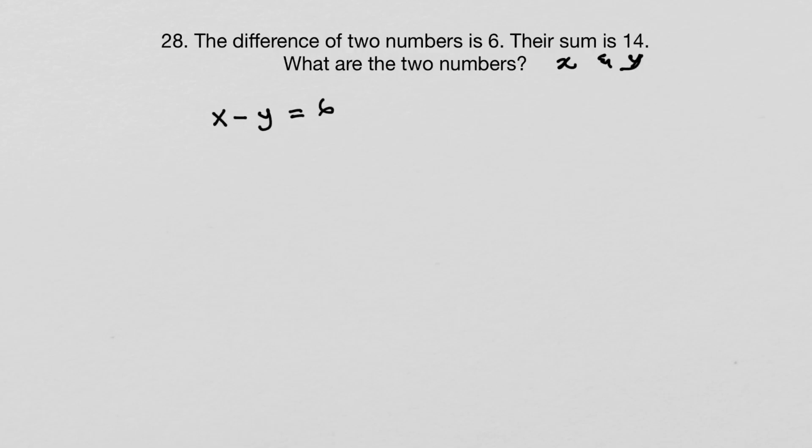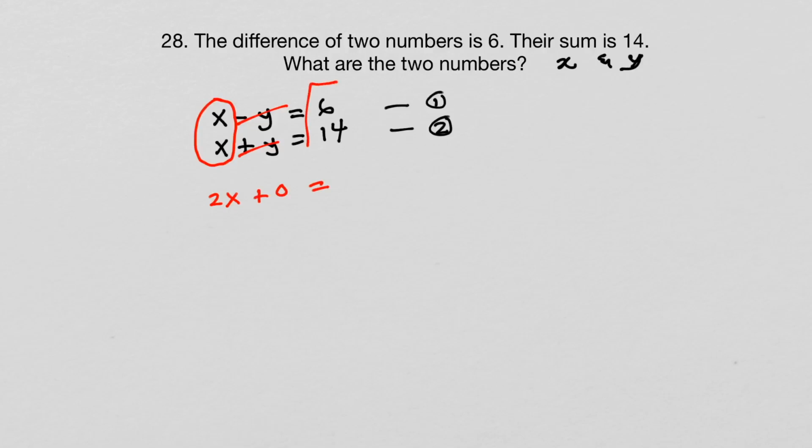The sum of the two numbers is 14. This means x plus y equals 14. Now we have two equations. We can use the elimination method to solve it. We are just going to add the two equations. x plus x is 2x. Negative y plus y is 0. Then 6 plus 14 is 20.